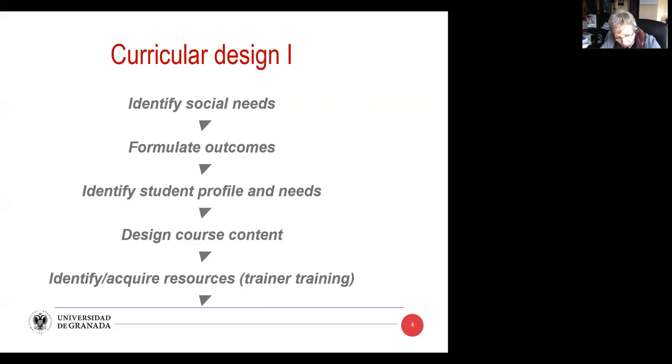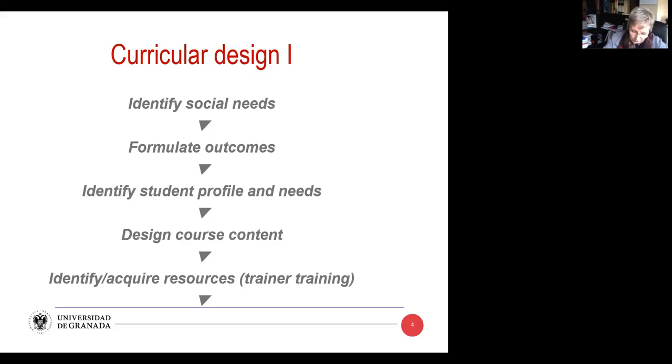Once we have identified the needs that we wish to attend, then we have to move on to formulating the outcomes of our training program in more detail. In order to attend those social needs, we need to achieve this. We need our graduates to be able to know how to do this. This, in most terminology in translator education research today, is expressed in terms of translator competence. And I will come back a little bit later on to one model of translator competence. There are many out there, and I'll say a few words about those a little bit later on.